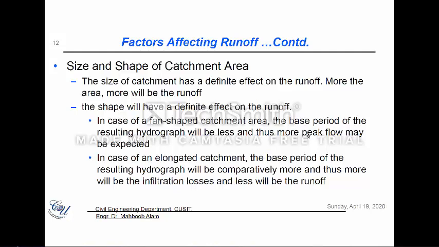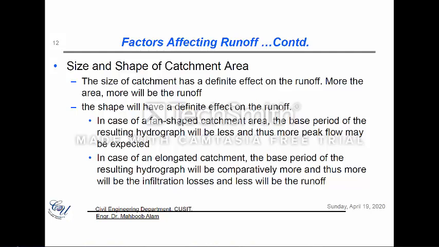Another factor that would be affecting the runoff would be size and shape of a catchment area. It's just easier to imagine that if we have a very big catchment, it would be contributing more, or let's say there would be more drainage out of the bigger catchment as compared to the smaller catchment. So if the area is larger, there would be more discharge, as simple as that. In addition to the area, the shape also contributes to how the runoff would ultimately show on the hydrograph.